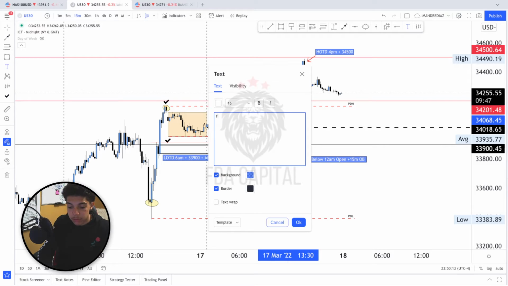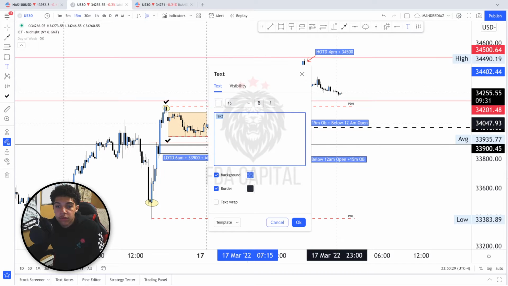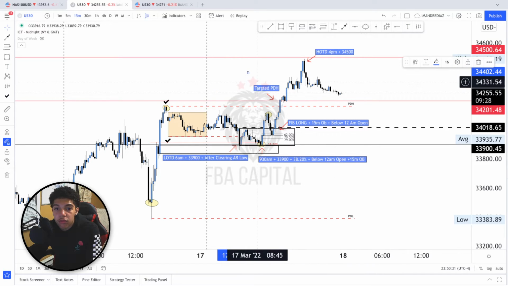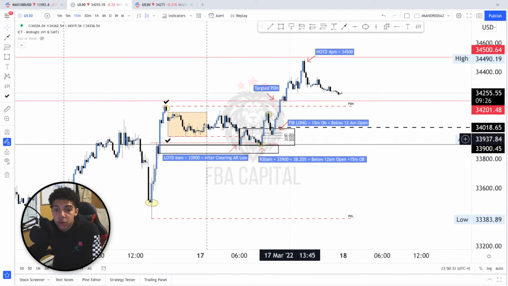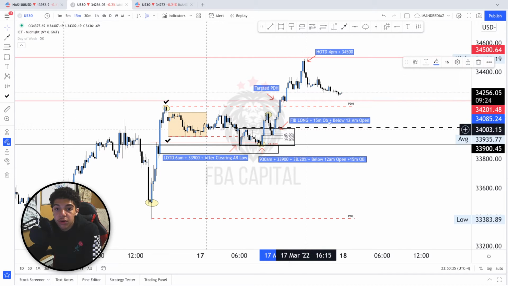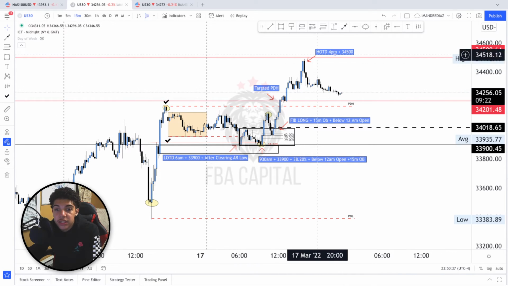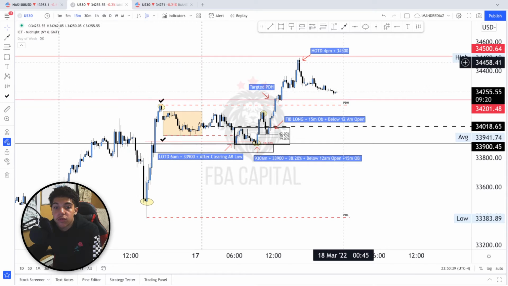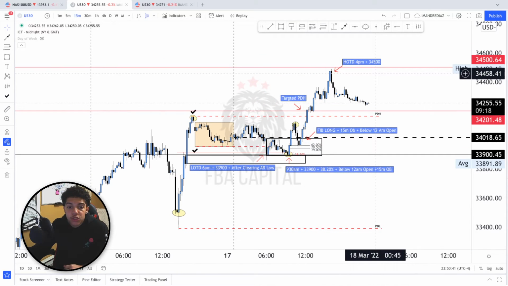So we have that fib long at that 15-minute bullish order block along with the 12 a.m. open. We were below the 12 a.m. open, so we're still in a discounted area. Just like that. So you have the fib long, the 15-minute order block, and we also have below the 12 a.m. open that it traded right back into. And then from here, price ran above, targeted that previous day's high, and created the high of the day at 34,500. So nonetheless, this is the majority of what happened today.